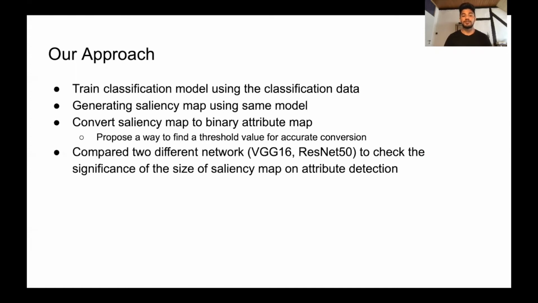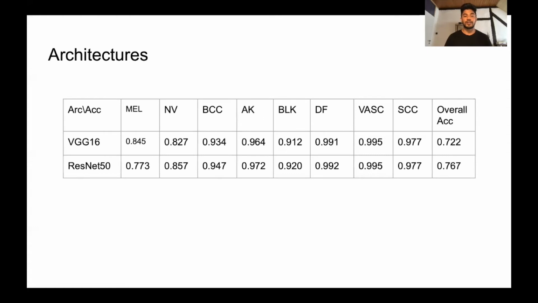We tried threshold values from 0.0 to a maximum of 1, and then we compared two different networks, VGG16 and ResNet 50, to check the significance of the size of the saliency map on attribute detection. The two architectures have different classification accuracy. The overall accuracy of VGG16 is 0.72 and ResNet 50 is 0.76. We see ResNet 50 performs better in classification compared to VGG16.